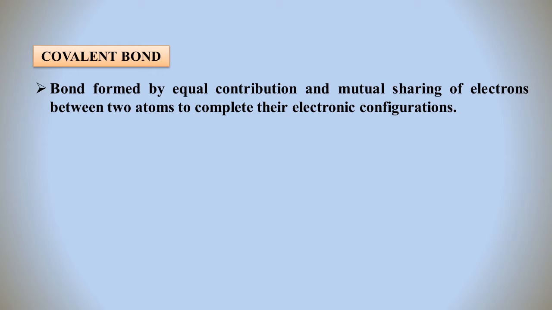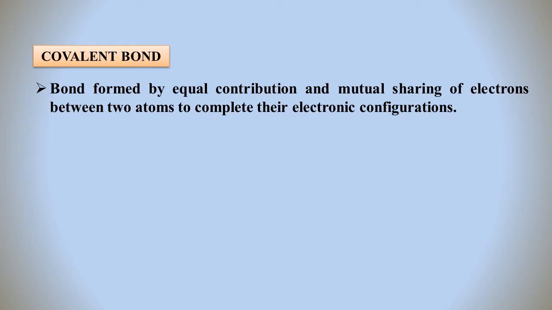Each atom shares its electrons that can't make stability with them. Okay, so we have equal contribution and mutual sharing, which means everyone gives the same number of electrons between the two atoms to complete their electronic configurations. We have contribution and mutual sharing of electrons between the two atoms.